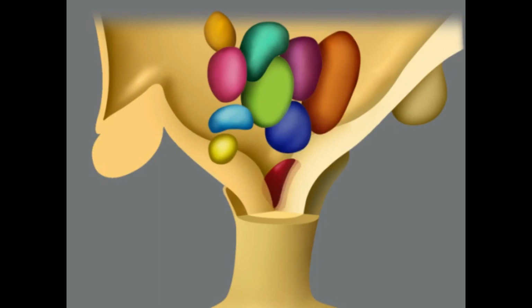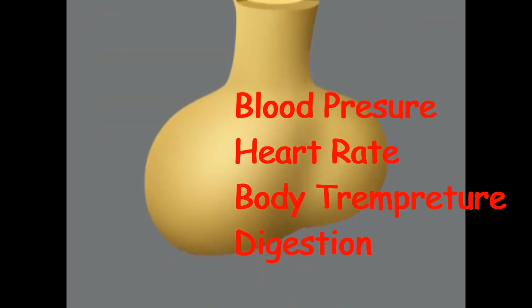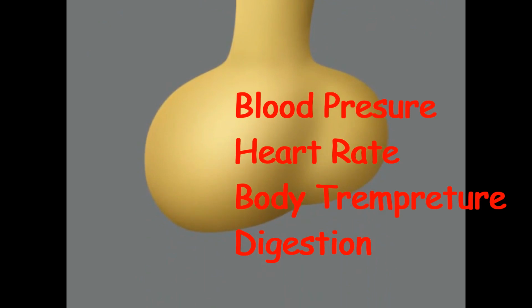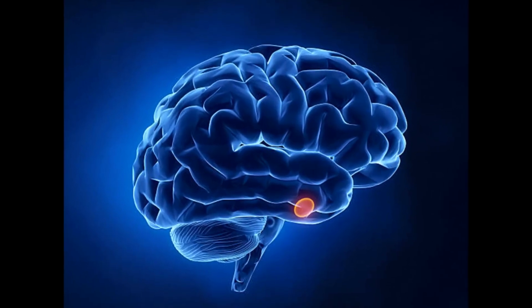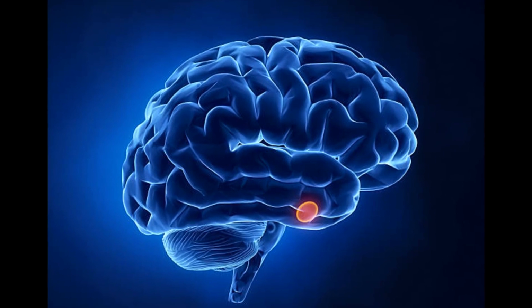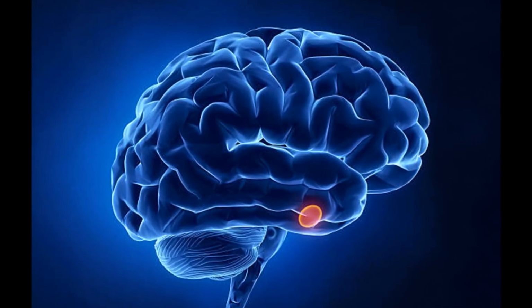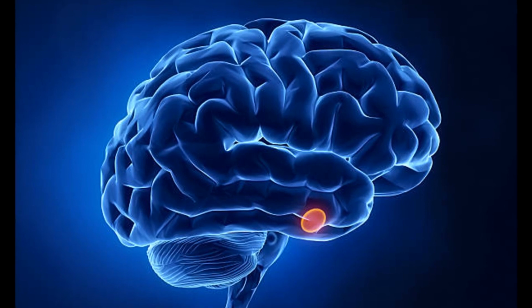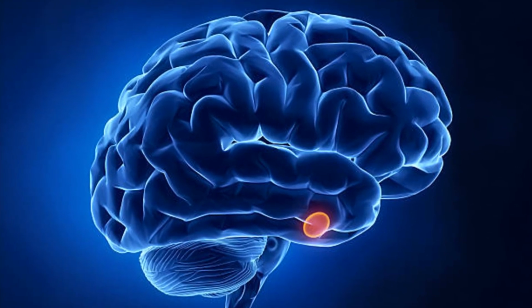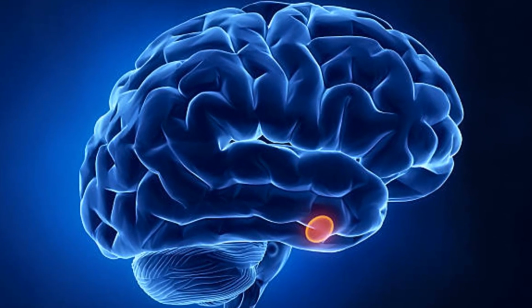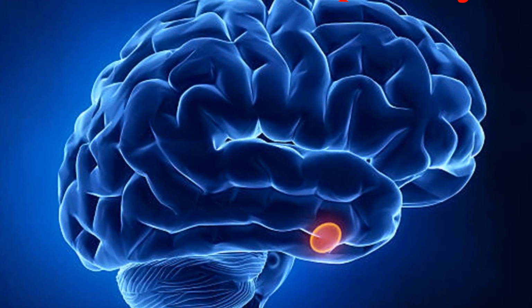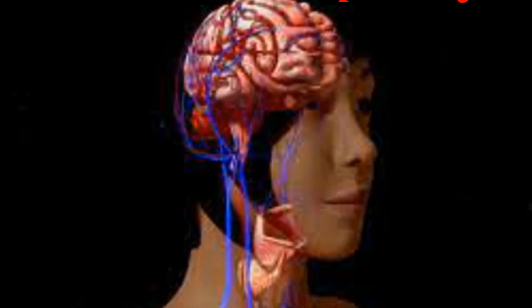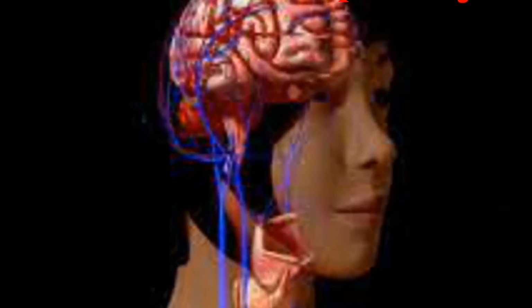Your hypothalamus is the part of your brain that controls functions like blood pressure, heart rate, body temperature, and digestion. Your pituitary gland is a small, pea-sized gland located at the base of your brain below your hypothalamus. It makes and releases 8 hormones. Your pituitary gland is connected to your hypothalamus through a stalk of blood vessels and nerves. This is called the pituitary stalk. Through the stalk, your hypothalamus communicates with your pituitary gland and tells it to release certain hormones.